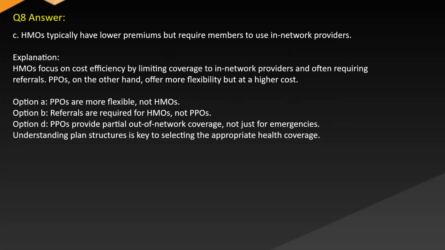Answer. C. HMOs typically have low premiums but require members to use in-network providers. Explanation. HMOs focus on cost efficiency by limiting coverage to in-network providers and often requiring referrals. PPOs, on the other hand, offer more flexibility but at a higher cost. Option A. PPOs are more flexible, not HMOs. Option B. Referrals are required for HMOs, not PPOs. Option D. PPOs provide partial out-of-network coverage, not just for emergencies. Understanding plan structures is key to selecting the appropriate health coverage.